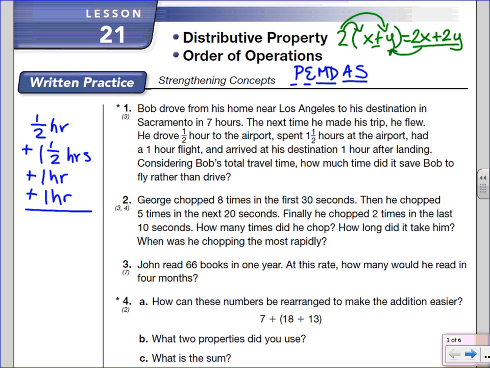So we add up all of these parts of his trip. So a half hour and 1.5 hours is 2 hours. And then 1 more hour is 3, and 1 more hour is 4. So 4 hours. And when he drove, it took him 7 hours. So we're going to compare those. 7 minus 4 is 3 hours it saved him.